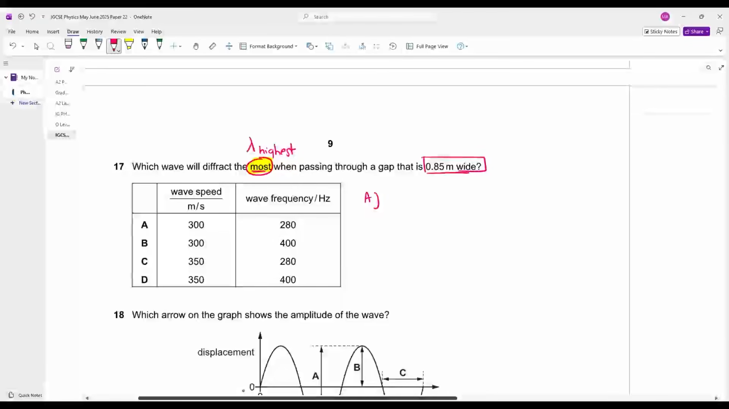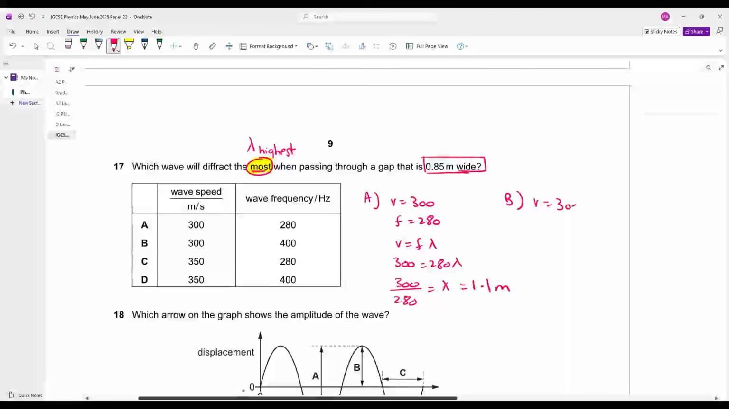Let's look at option A. Your wave speed is 300. Your frequency is 280. Can you calculate lambda? Yes, V is equals to F lambda. 300 is equals to 280 lambda, 300 divided by 280. बताओ wavelength की क्या value आ रही है भाई? 300 divided by 280. Wavelength की value comes out to be what? 1.1 meters.